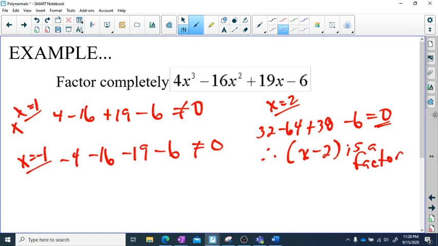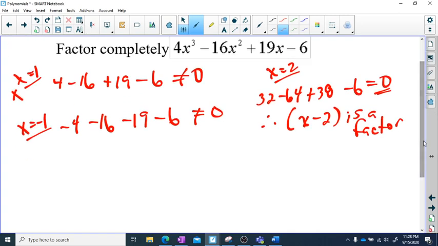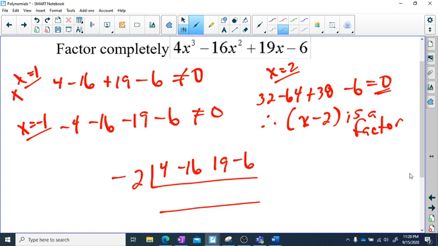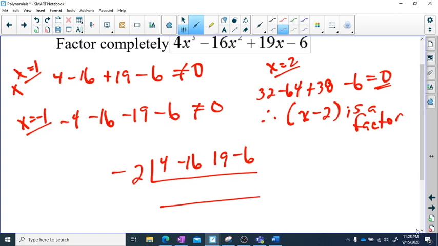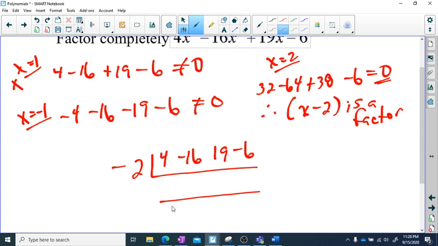Now, I'm going to figure out what is the other thing I would multiply x minus 2 by to get this. So I'm going to do a synthetic division. So x minus 2, divided into this: 4, negative 16, 19, and negative 6. Bring down your 4, negative 8. Subtract, negative 8. Oh yeah, 16, that's right. That'll give me 3. Negative 2 times 3 is negative 6. I have to get 0 here.